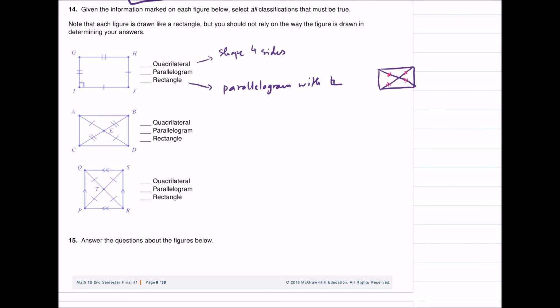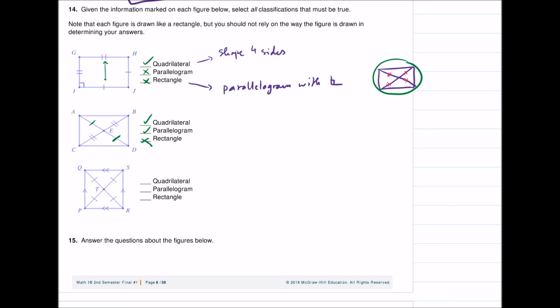So problem 1, this is a quadrilateral because it's a shape with 4 sides. It's not a parallelogram because the opposite sides are not equal to each other. Since it's not a parallelogram, it won't be a rectangle either. Second figure. This is a quadrilateral. A parallelogram because the diagonals bisect each other. Not a rectangle because to be a rectangle, all the fragments of the diagonals should be equal to each other.